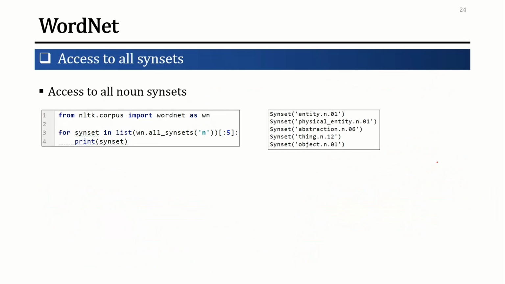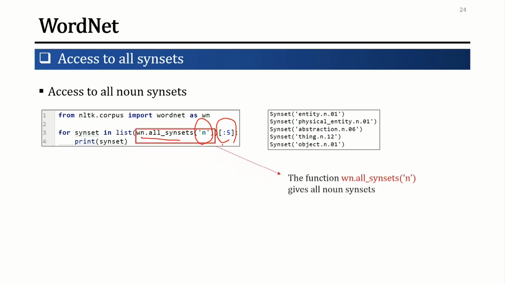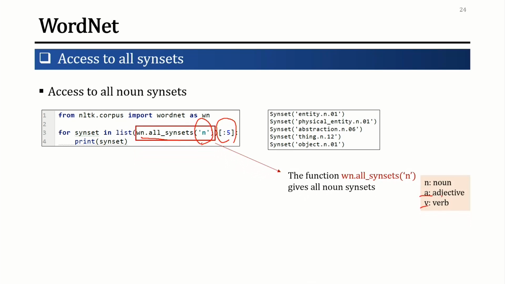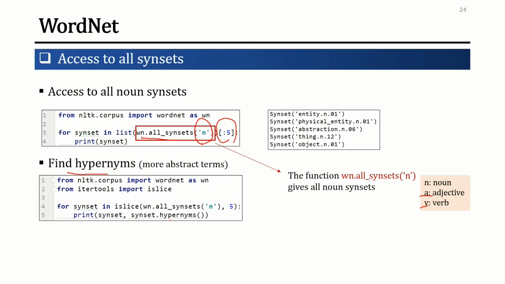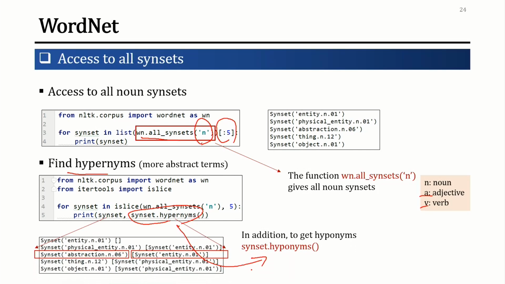So next we can access all noun synsets in WordNet. We need to use a function called all synsets, and we need to pass a part of speech. So here we use noun, and we take only the first 5 elements. And it can also be adjectives or verbs depending on our needs. And apart from this, we can also try to find the hypernyms, which represent the abstract terms, using synset.hypernyms. If we want to find hypernyms, we can replace that with this function. So the result from here will be the synset and its hypernyms.